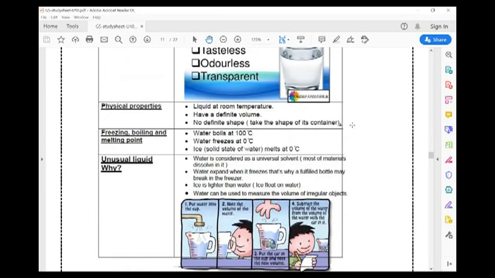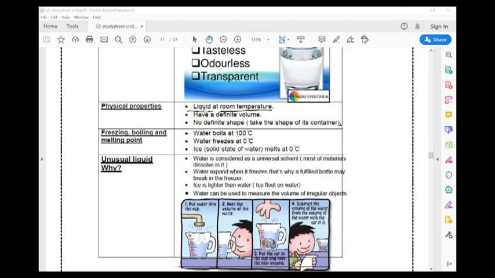Physical properties. Water at room temperature is in the liquid state. Yes, water can exist in solid state, but inside the freezer, by decreasing temperature or by losing heat energy, and water can be found in gaseous state by increasing temperature or by gaining heat energy, but at normal or room temperature, water exists in liquid state.